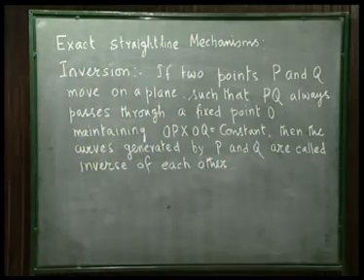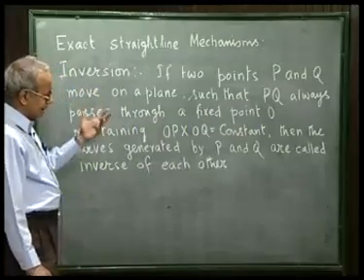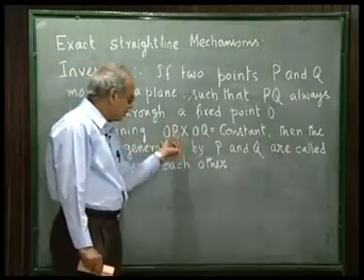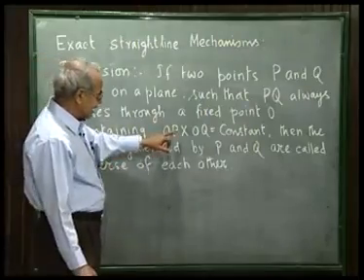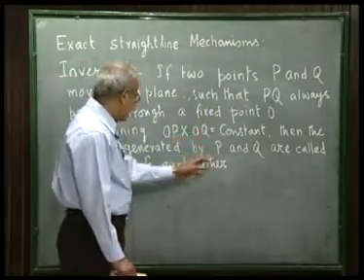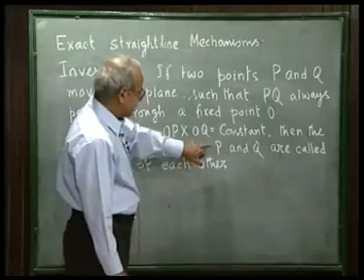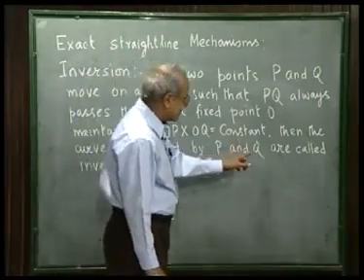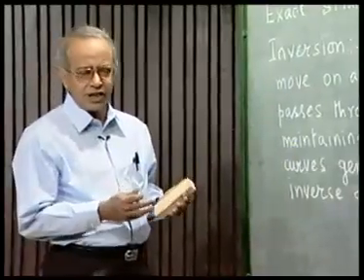Let us see what is this principle of inversion. I am talking of two points P and Q which are moving in a plane. But the straight line PQ at all of these configurations passes through a fixed point O. Not only that, P and Q move in such a way that the distance of OP and OQ, the product of these two distances, remains a constant. In such a situation, the curve that is generated by P and that generated by Q are called inverses of each other. It can be shown that if the curve generated by P is a circle, then the curve generated by Q will also be another circle. That means circles are inverses of each other.